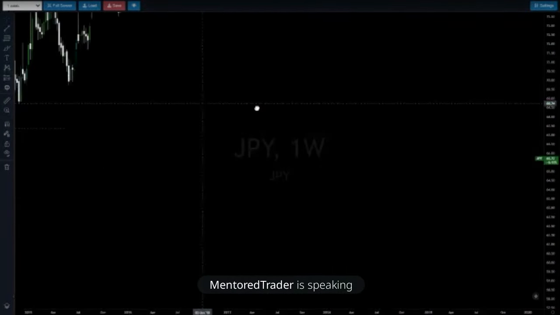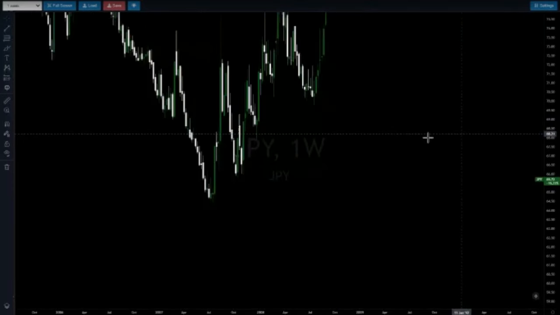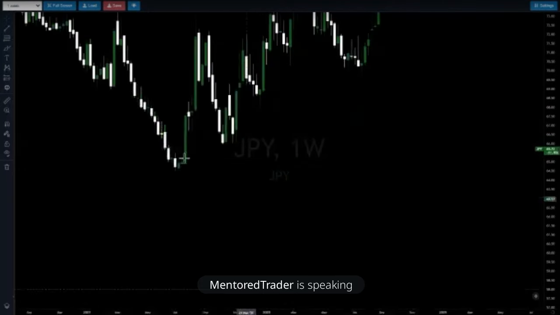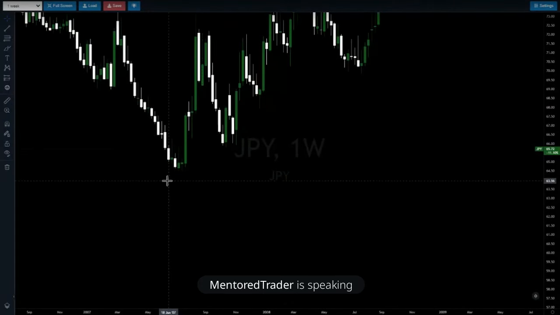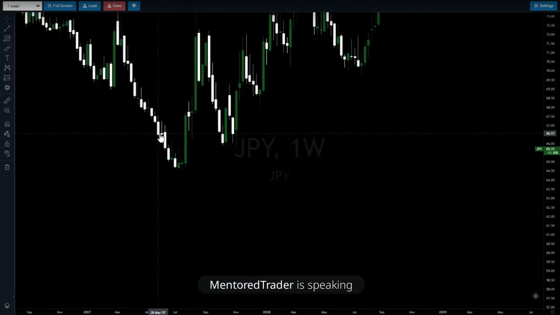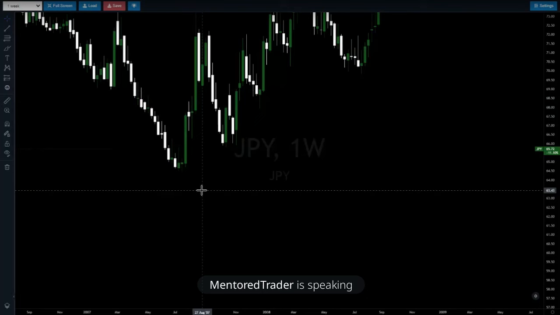So where is the Japanese yen? The Japanese yen is so close. And what has it been doing? It's been consolidating towards a low. What trend are we in? It's a downtrend. So this is where we're going to see the Japanese yen sell and stop against the other currencies.